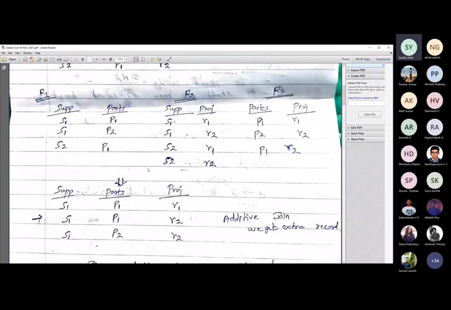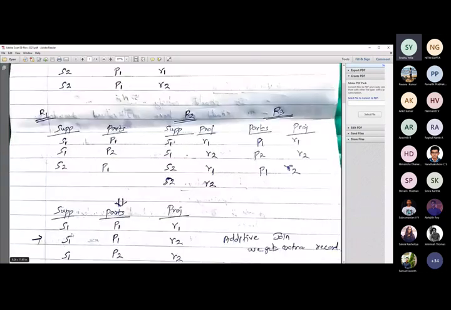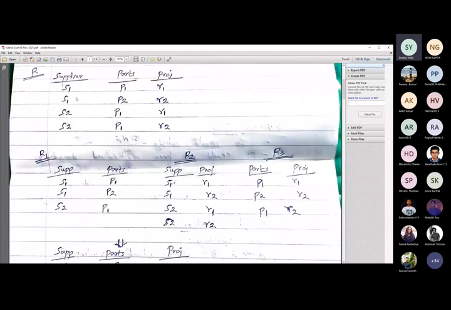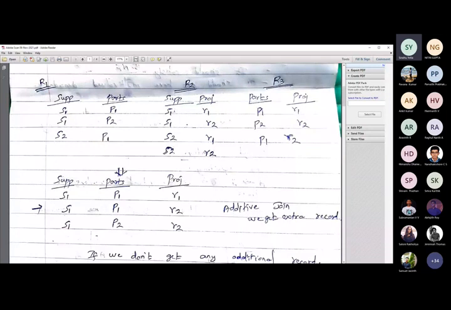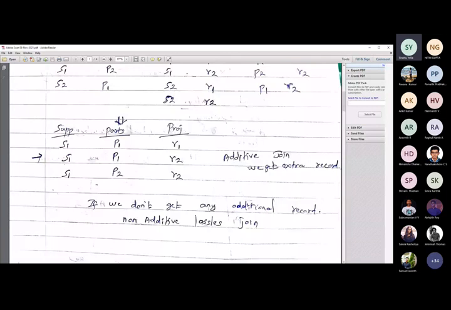So here you are going to get some additional records that are being generated, right? So S1 P2 R2 exists. S1 P1 R2 does not exist in the base relation, right? So due to the additive join, we get some extra record, right? So if you don't get any additional record, it's known as a non-additive lossless join, right?